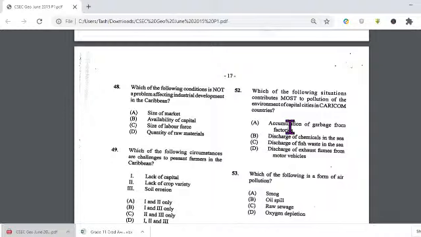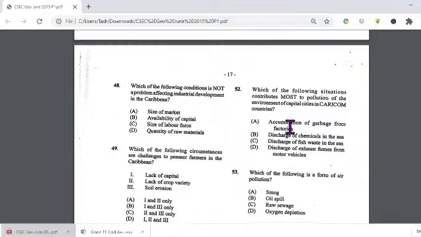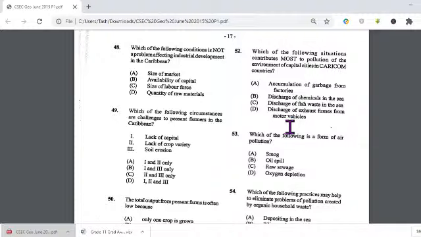49. Which of the following circumstances are challenges to peasant farmers in the Caribbean? So, peasant farmers, we are looking at our small farmers there. Which of the following are challenges for them? Lack of capital, meaning they don't have any funds to do anything on their farm that they'd like to do. Lack of crop variety, or soil erosion.